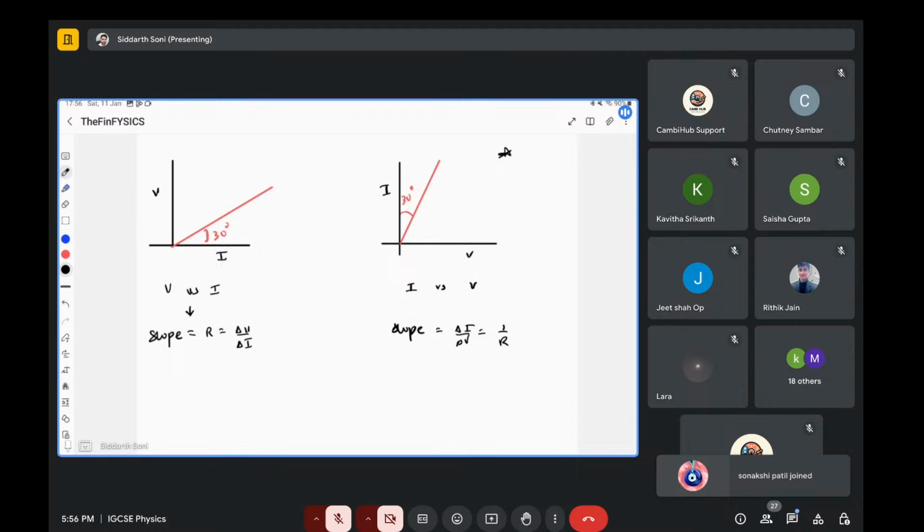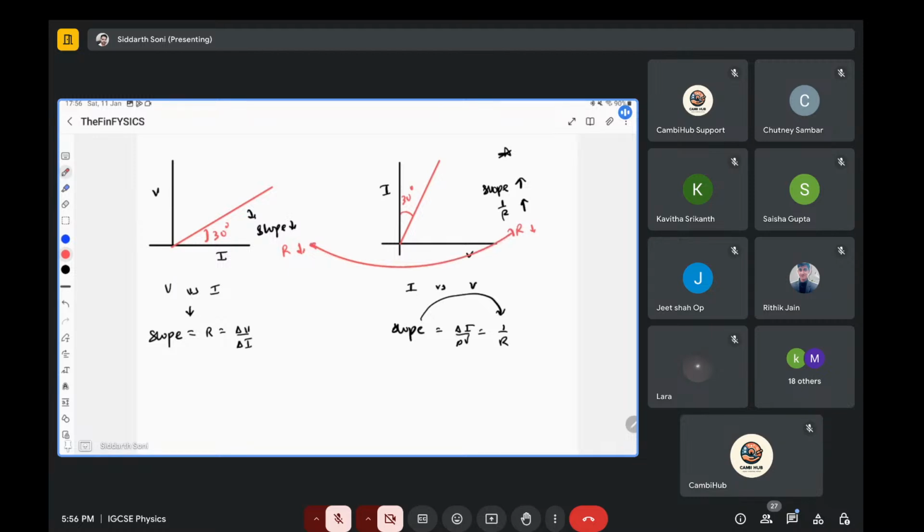Now sir, why have you flipped 30°? See over here, the line isn't very steep, so your slope is less, which tells us that my resistance is less. Over here, your line is pretty steep, so your slope is more. But in this case, your slope is 1 upon resistance. So 1 upon resistance is larger, but the value of resistance is still small. You see, technically, both the graphs are telling us the same thing.